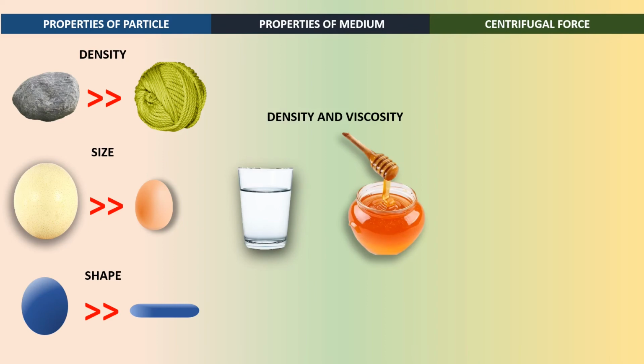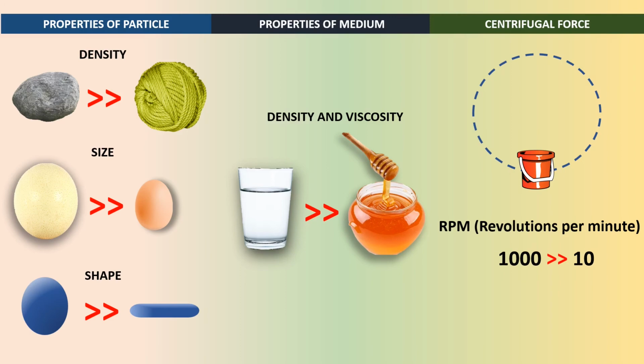Now, in properties of the medium, the two most important properties that affect centrifugation are density and viscosity. So, if you have water and honey, water will allow centrifugation to be achieved much faster, in a much lesser time, compared to honey, because water offers lesser friction because of lesser viscosity. Now, you remember the bucket that you were swinging? Okay, so if you offer more revolutions per minute, that is, you swing it more, with a higher velocity, for instance 1,000 revolutions per minute of the bucket, then the centrifugal force generated is higher and the particles would settle much faster.